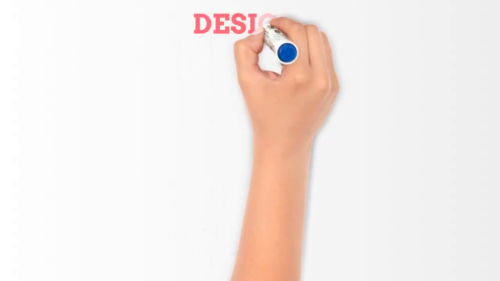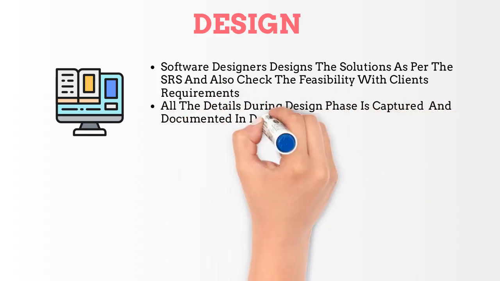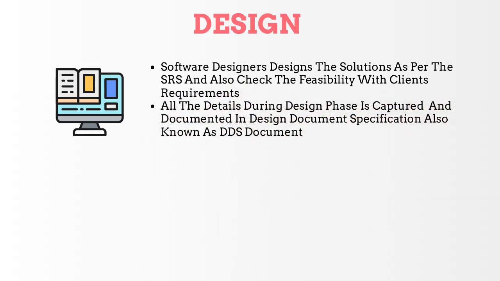In the design phase, the BA collaborates with the design team to create a solution prototype. Basically, the overall layout of the product or project gets prepared. The software designer designs the solution as per the SRS and also checks the feasibility with the client's requirements. They check the functions, modules, and required connectivity between them. In the design phase, the design document specification gets created.